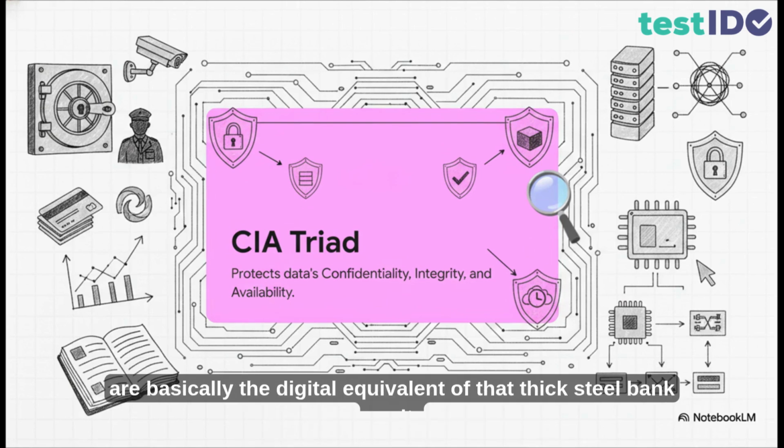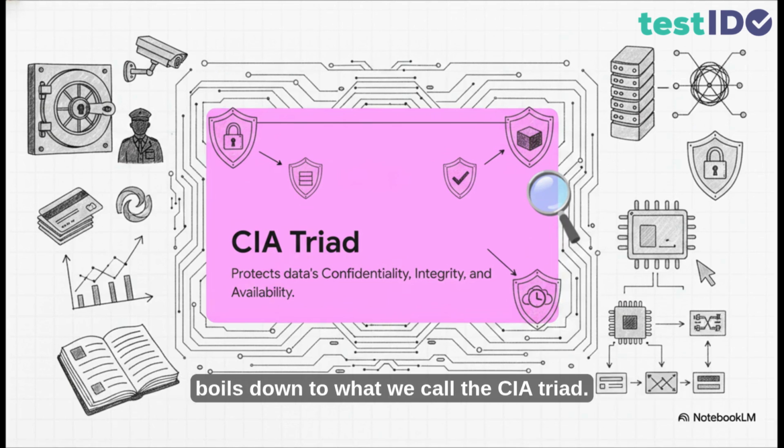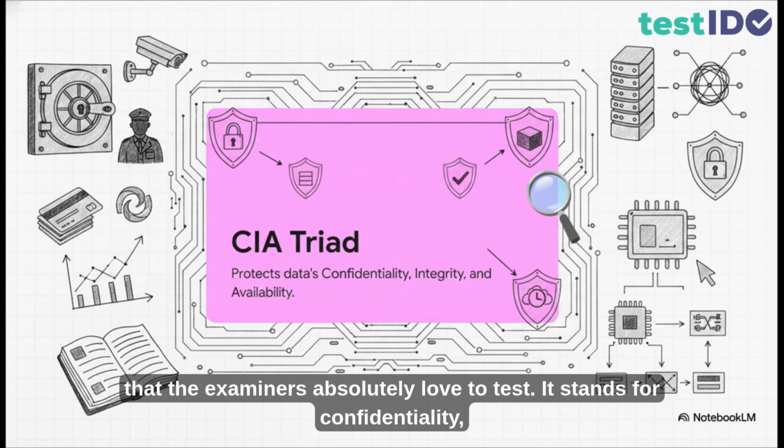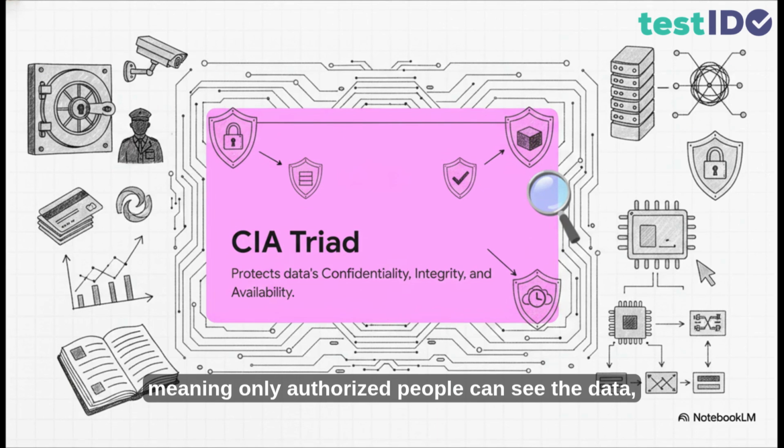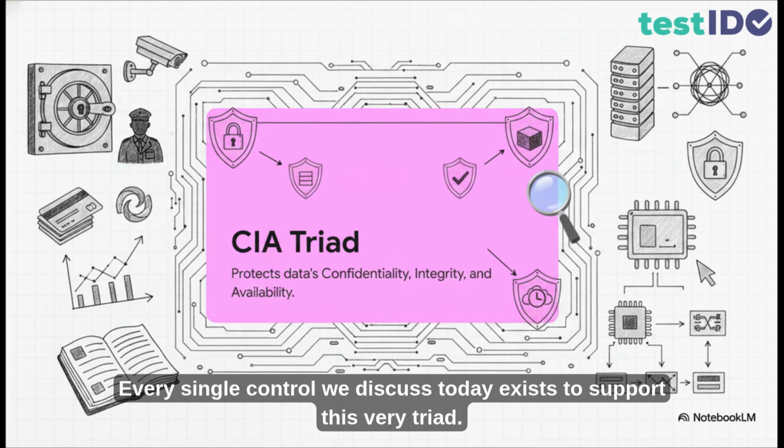Technology controls are basically the digital equivalent of that thick steel bank vault. They're the hardware, the software, and the network protocols designed to keep your data safe. And the ultimate goal of all those controls boils down to what we call the CIA triad. Now, this is a foundational IT security concept that the examiners absolutely love to test. It stands for confidentiality, meaning only authorized people can see the data; integrity, meaning the data hasn't been tampered with or altered; and availability, ensuring the data is actually there when you need it. Every single control we discuss today exists to support this very triad.